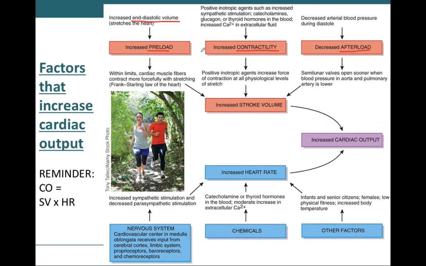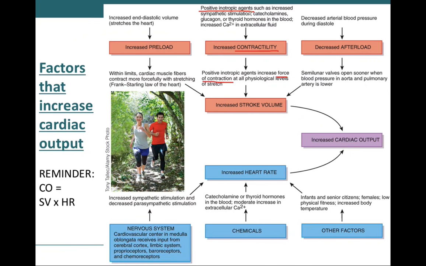Now, in terms of contractility, we can see that that's somewhat similar to what we saw going on with preload over here. The greater the contractility, the greater the force of contraction. And just as we saw with preload, the greater the force of contraction, the greater the stroke volume. So what is going to regulate our heart's contractility? It is both positive and negative inotropic agents that will play the major role in determining what our heart's contractility is going to be. Positive inotropic agents increase contractility, and negative inotropic agents are going to decrease contractility.